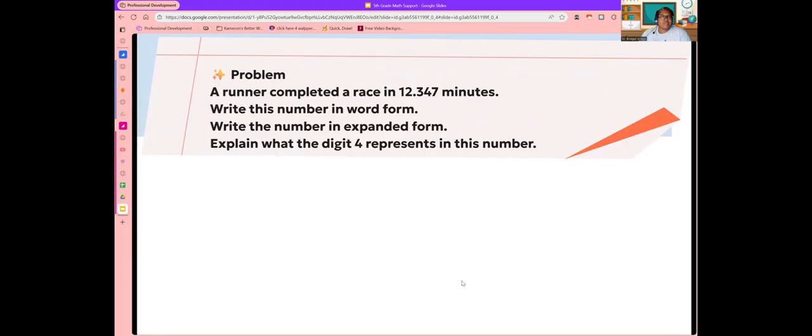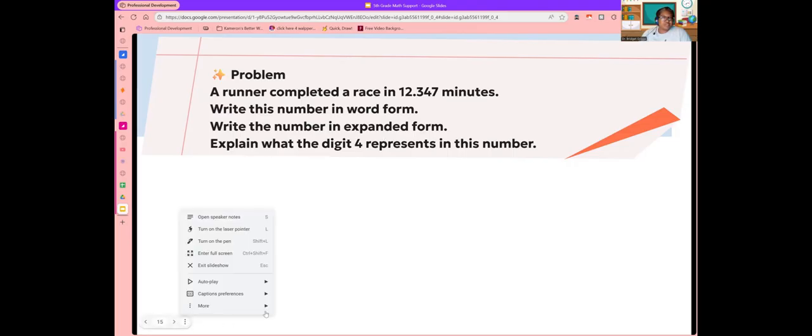A runner completed a race in 12.347, or 12 and 347 thousandths, of a minute. Write this number in word form and write the number in expanded form and explain what the digit 4 represents in this number. So let's take this one step at a time.